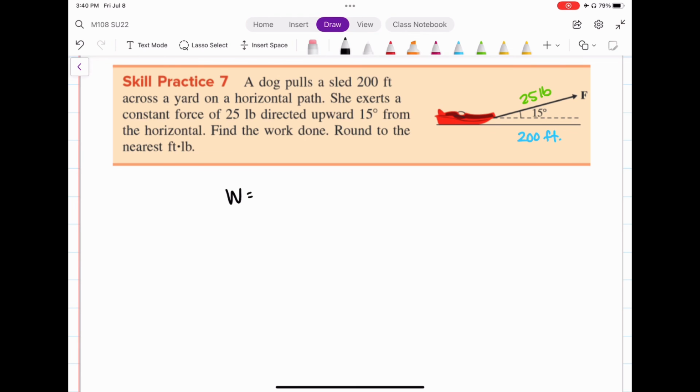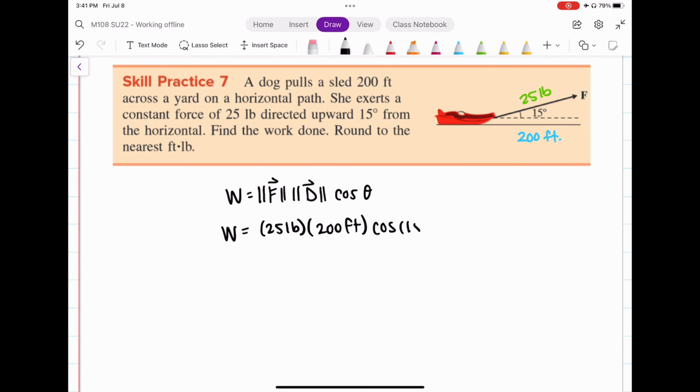Again, we're using the fact that work is calculated by taking the magnitude of the force vector times the magnitude of the displacement vector times the cosine of that angle theta. Work is then equal to 25 pounds times 200 feet times the cosine of 15 degrees. Using my calculator in degree mode, rounding to the nearest foot-pound, I get that the work is then equal to 4,830 foot-pounds.